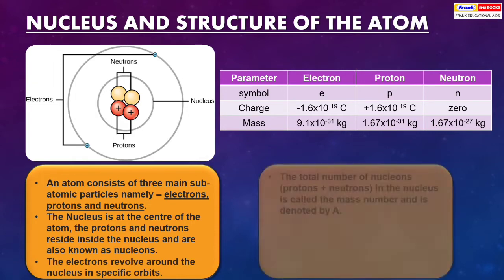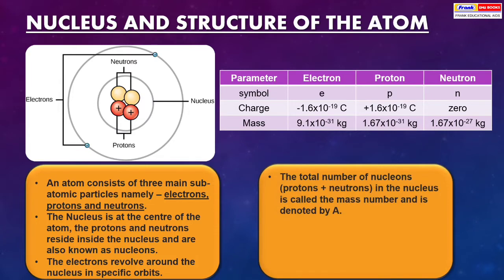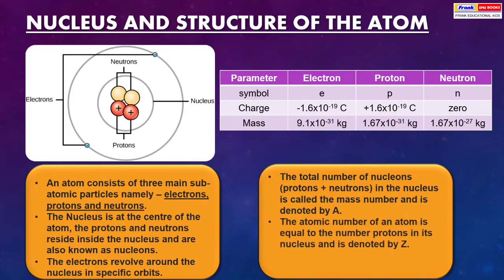The total number of nucleons, protons plus neutrons, in the nucleus is called the mass number and is denoted by A. The atomic number of an atom is equal to the number of protons in its nucleus and is denoted by Z. Number of neutrons is equal to A minus Z.